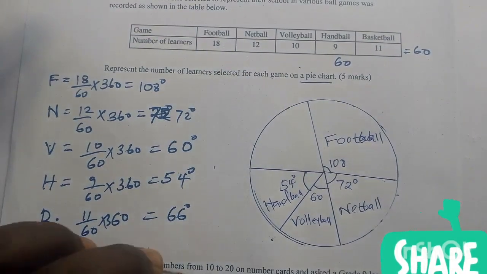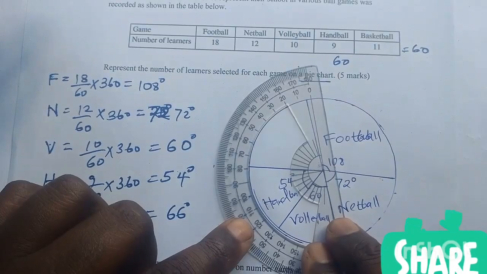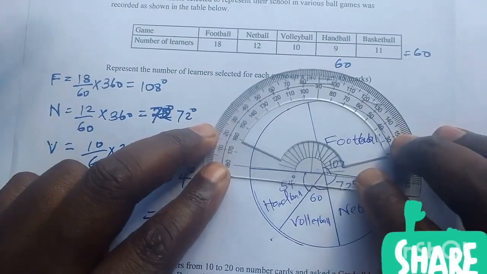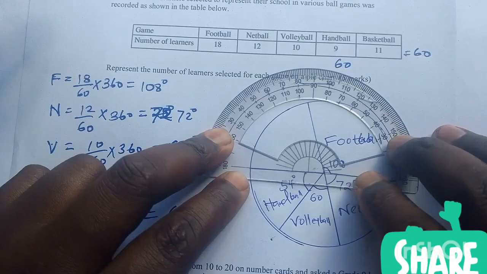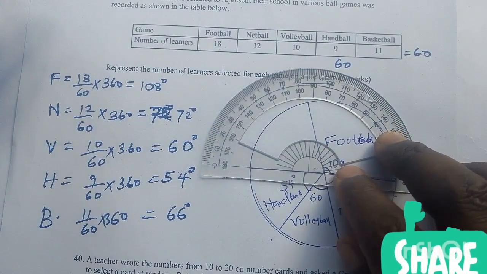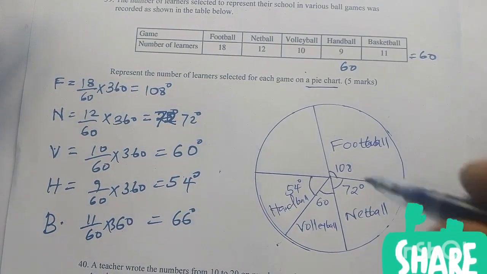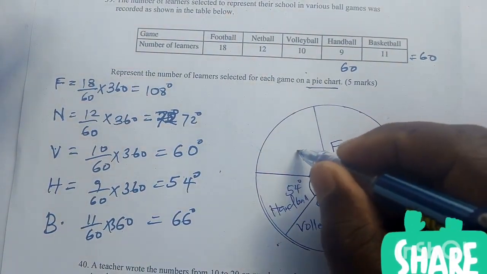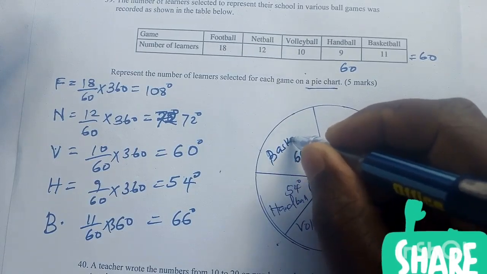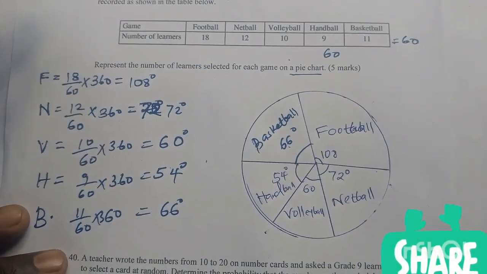Now, whatever is remaining should be 66. Let's confirm. Or you can put it like this. Whatever is remaining is for basketball. And that is the pie chart.